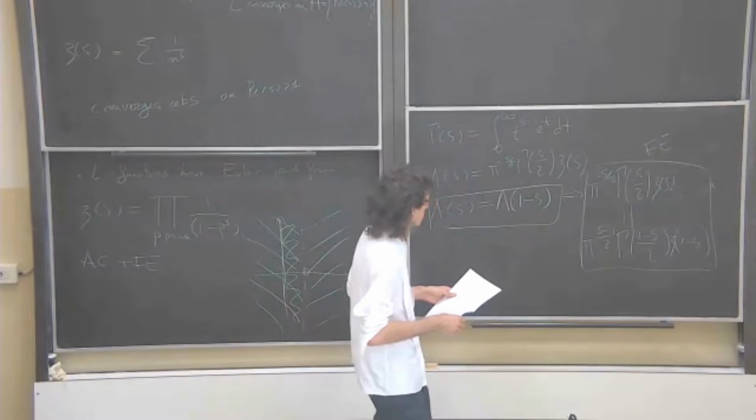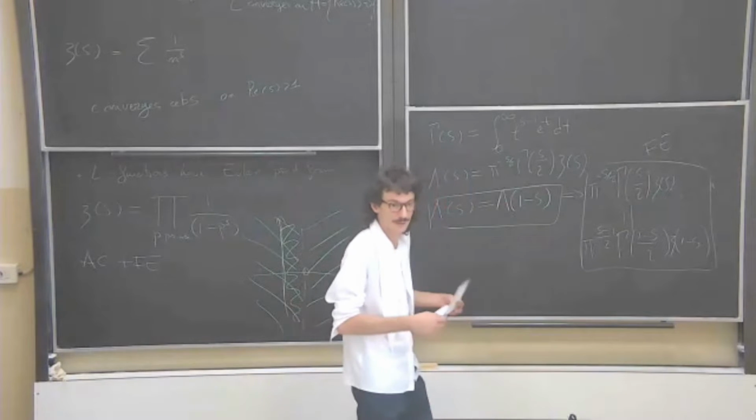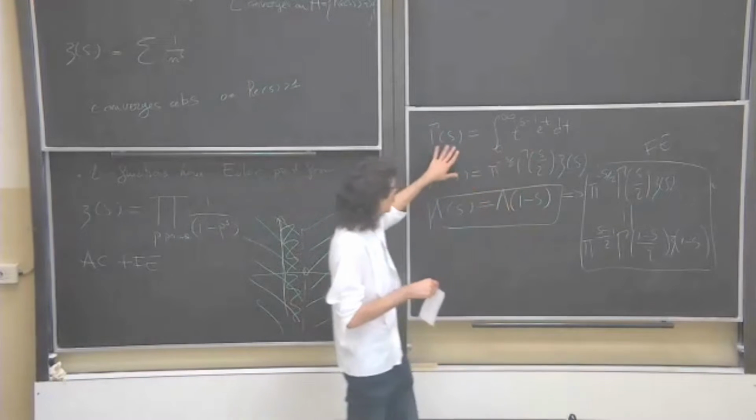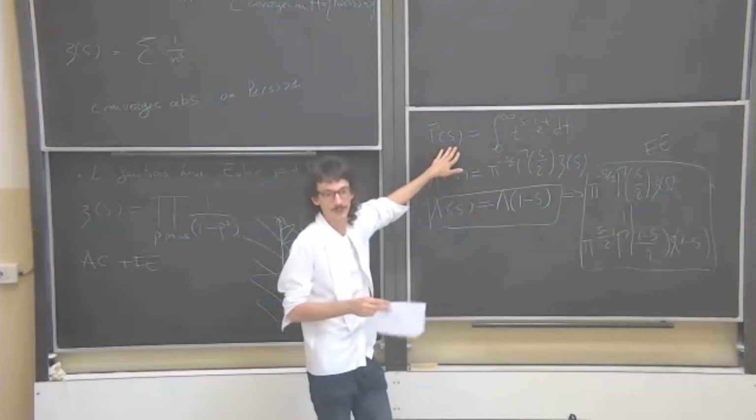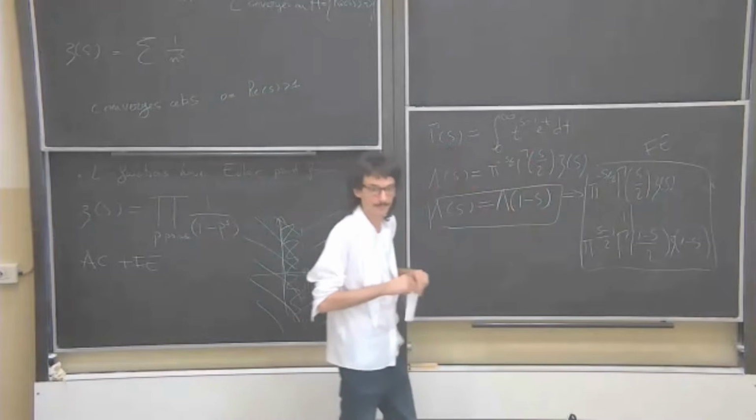Sorry? Pi here is pi. Pi is pi, yeah. I mean, pi shows up in critical values of gamma of s, so it's natural that there are going to be some coefficients of pi showing up.